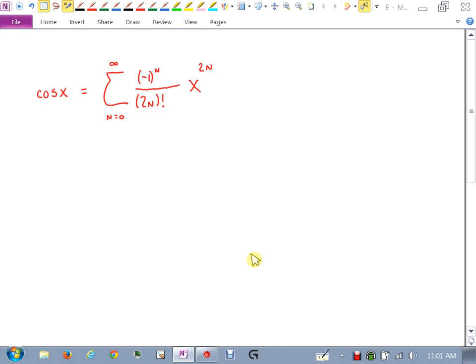So I know it was a while ago, but we discussed the Taylor and Maclaurin series, which gave us a formula for generating a power series for a given function. And the last example I did in class was the Maclaurin series for cosine x. All right, and that's what we came up with. So if you look back in your notes, that's what we did.